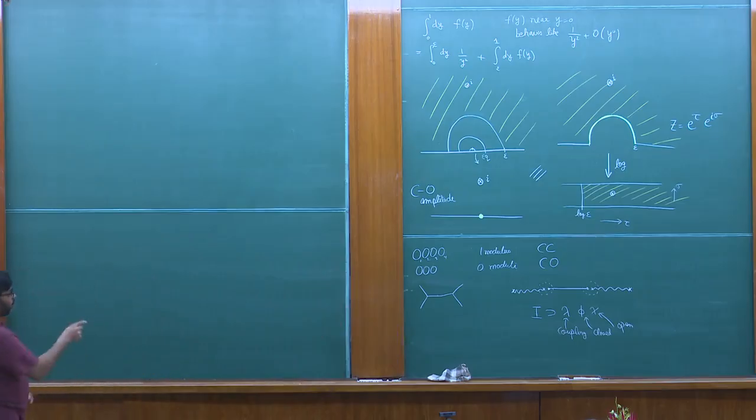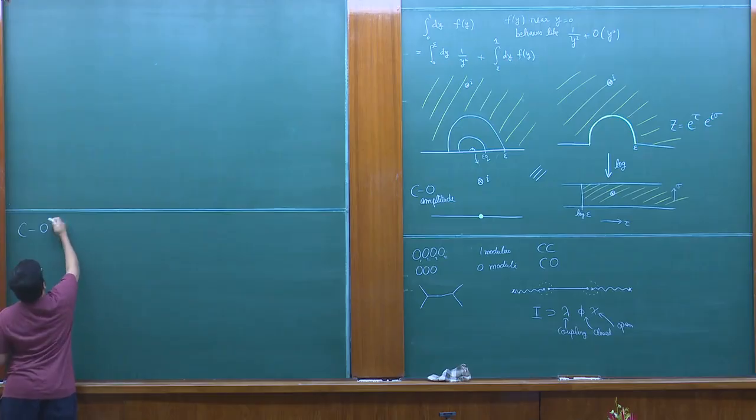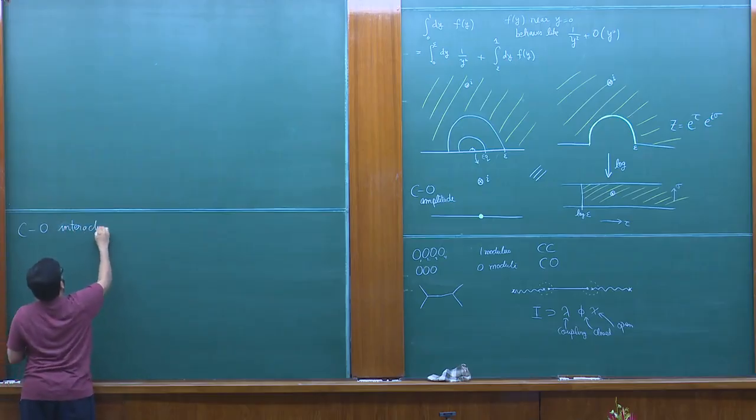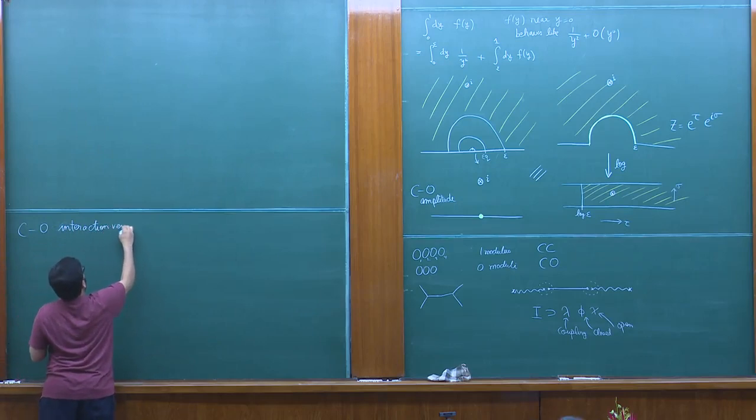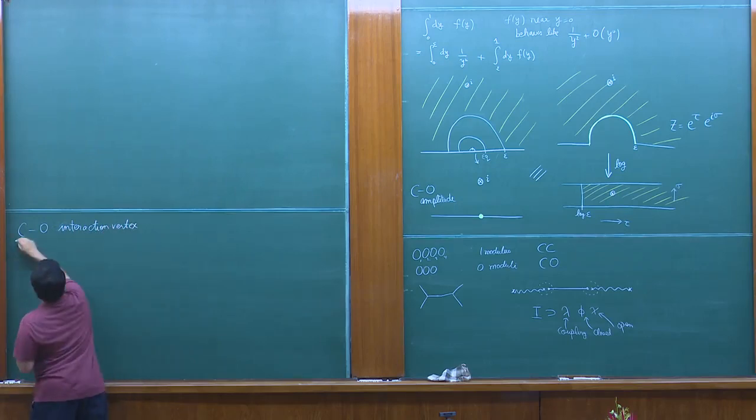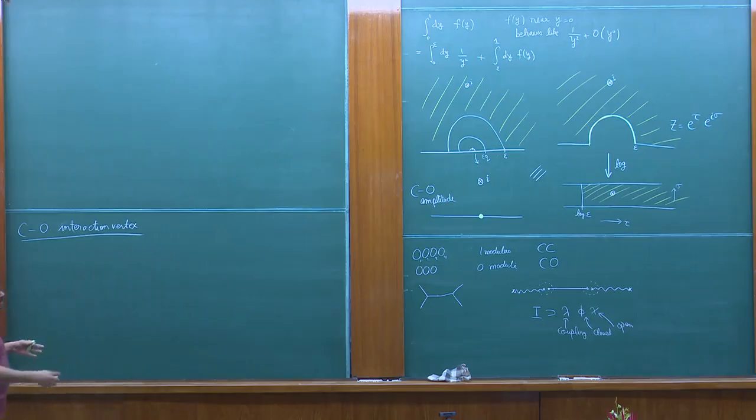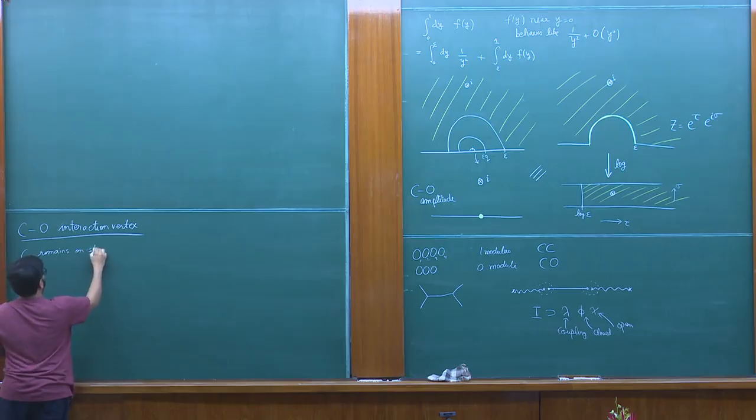But let's go to then understanding the CO vertex, the CO interaction vertex. The C in our case does not cause any problem, so the C remains on shell. And for O, we need to have some local coordinates.